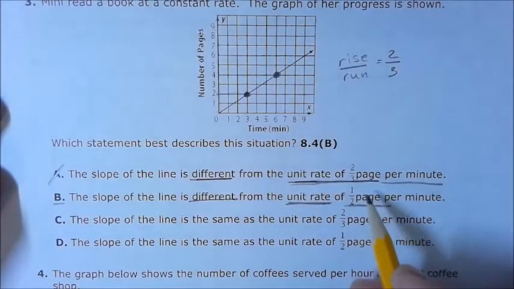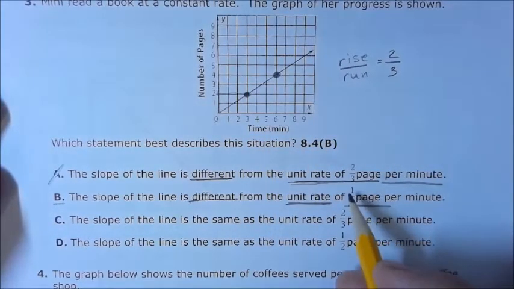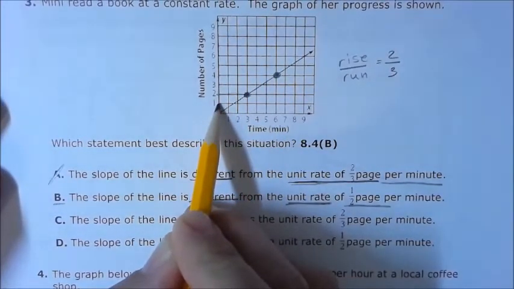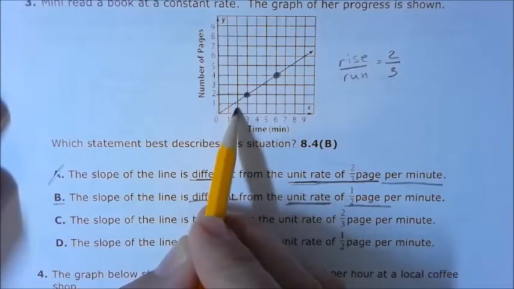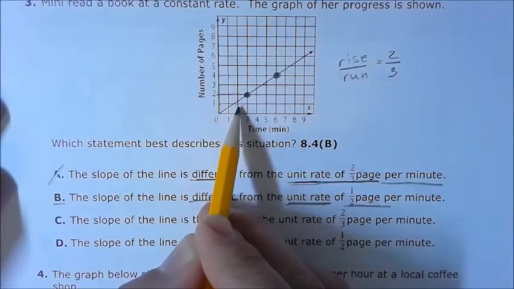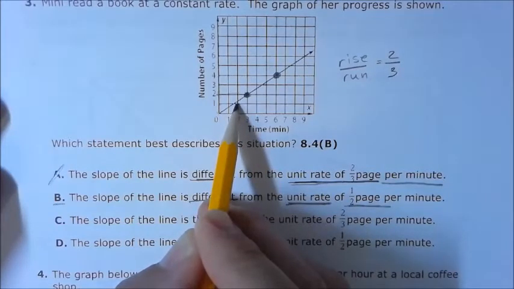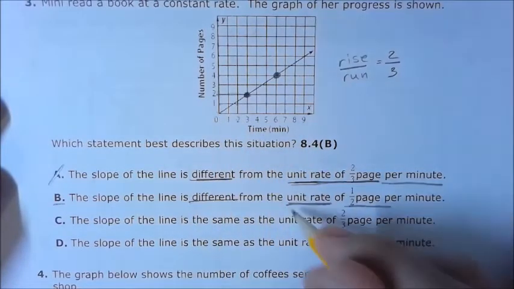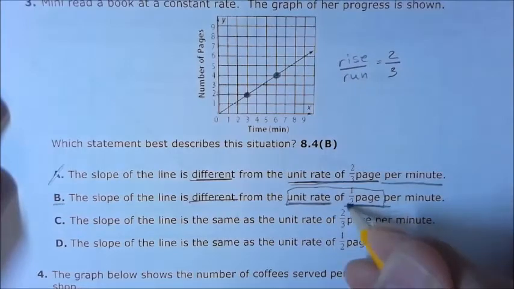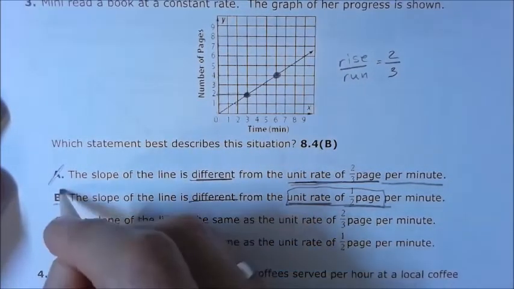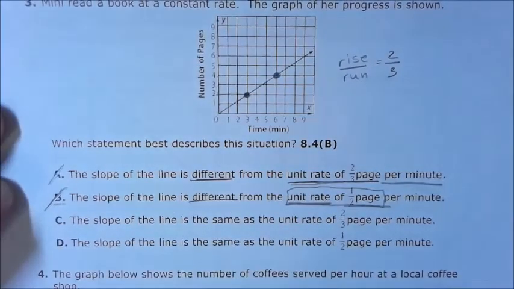So let's take a look at it. That would mean we'd read 1 page in 2 minutes. And let's see if that's true. Here's one page, and there's 2 minutes. Now notice, look at that line. It doesn't even cross through that area. It crosses a little bit above it, but since it doesn't contact that intersection, where 1 page in 2 minutes is, that part is absolutely false. And since this statement is false, it cannot best describe the situation because it should be accurate. So let's cross that out.